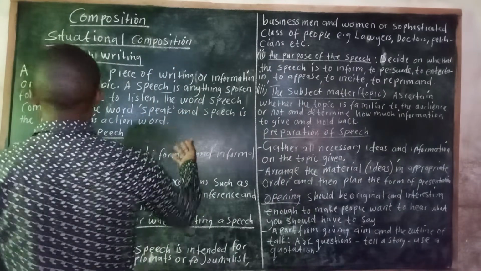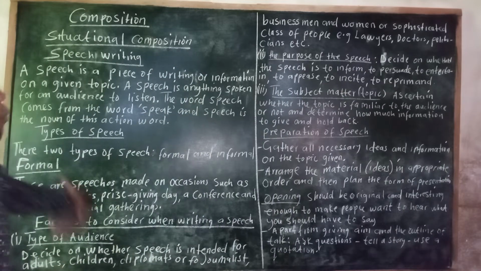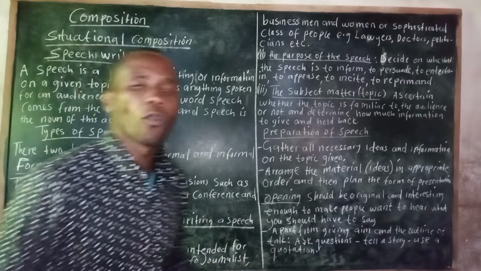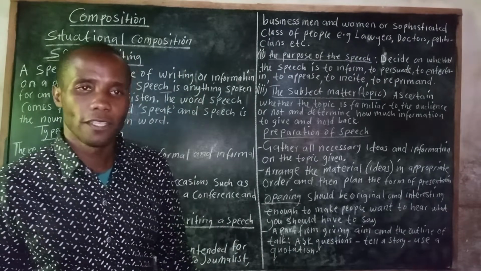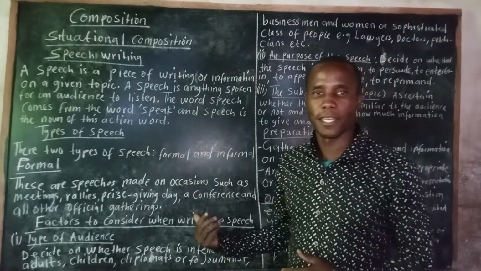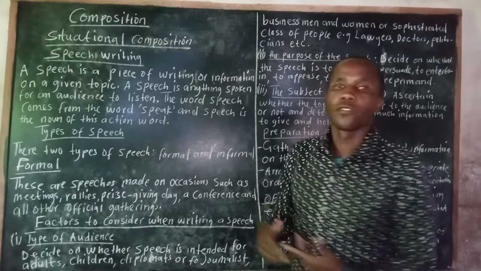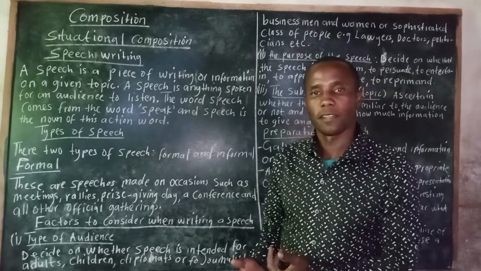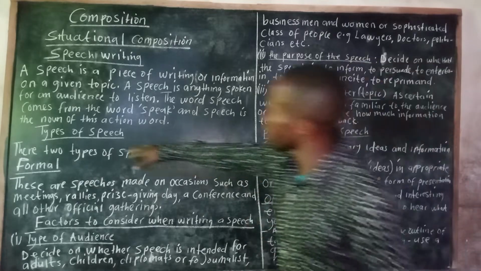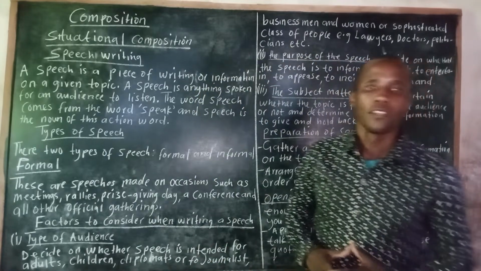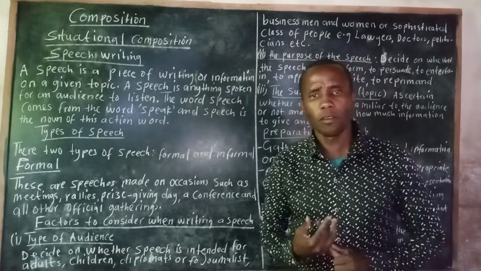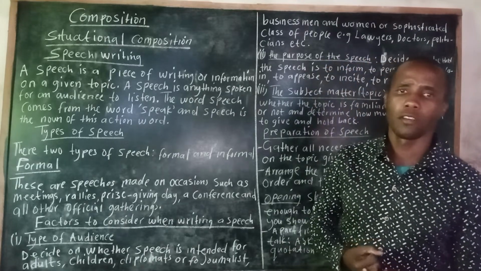So now, the word speech comes from the word speak. And speech is the noun of this action. Okay? So the word speech comes from the word what? Speak. And the speech is the noun of speak. Okay? Yes. So now from there, let us look at the types of speech. So we have 2 major speeches: the formal speech and the informal speech.